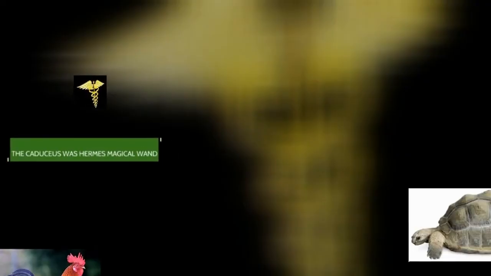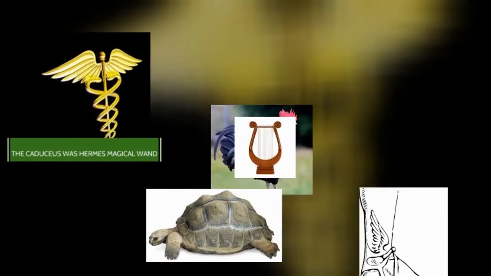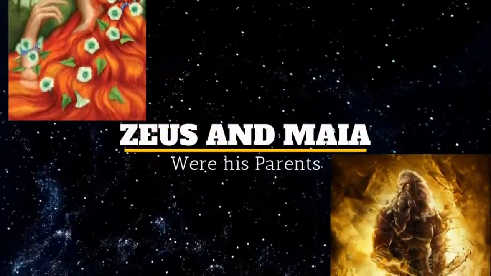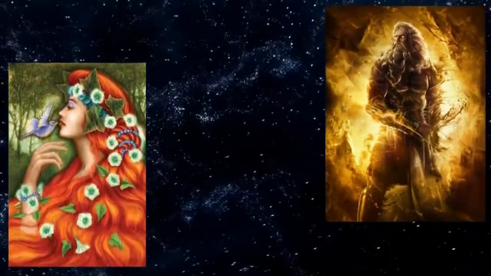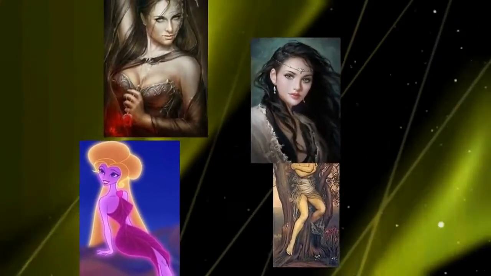Symbols that represented Hermes were the caduceus, a rooster, a tortoise, the talaria, and the lyre. Four known consorts of Hermes were Dryope, Peitho, Aphrodite, and Merope.